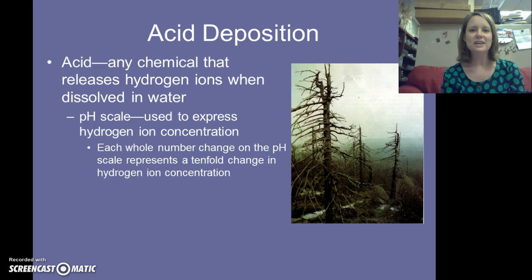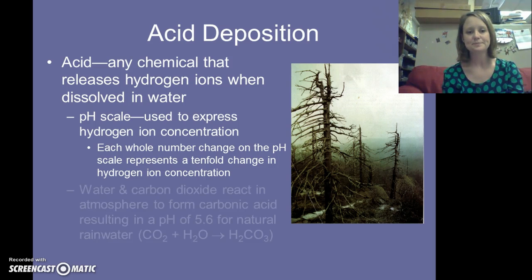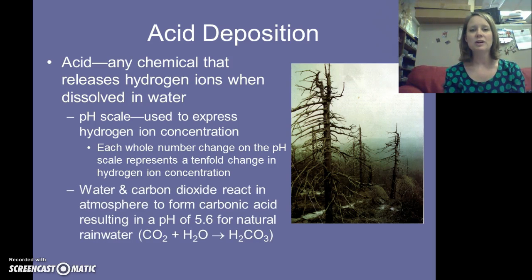When we talk about pH, each change in pH is a tenfold change in the hydrogen ion concentration. So something with a pH of 5 is 10 times more acidic than something with a pH of 6. So water and carbon dioxide naturally react in the atmosphere to form carbonic acid, which has a pH of 5.6. So natural rainwater already is slightly acidic. Acid deposition is when we lower that pH lower than 5.6.